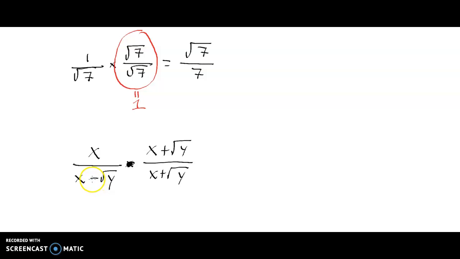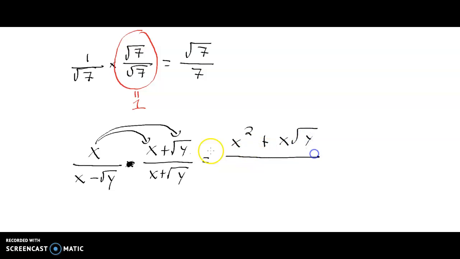And the reason for that is I want to make sure I don't end up with a middle term. So when I multiply this out, I will multiply x times x, which gives me an x squared, plus x times the square root of y gives me x square root of y, all divided by, I'm now going to FOIL this. So if these are in parentheses, I'm going to go through my FOIL process.